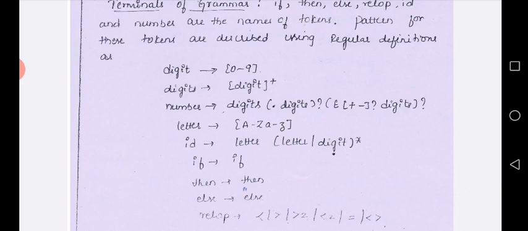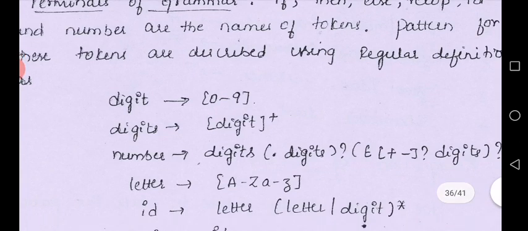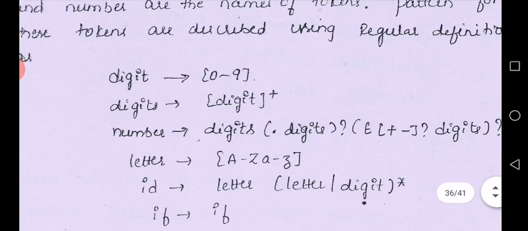The first one is digit. What does digit stand for? Digit means a number starting from 0 and ending with 9, like 0 or 1 till 9 exactly. Clear? Then digits we are using. Digit means any one value from 0 to 9. Digits means, see here, within a bracket, digit to the power of plus. What does this power of plus stand for? One or more.